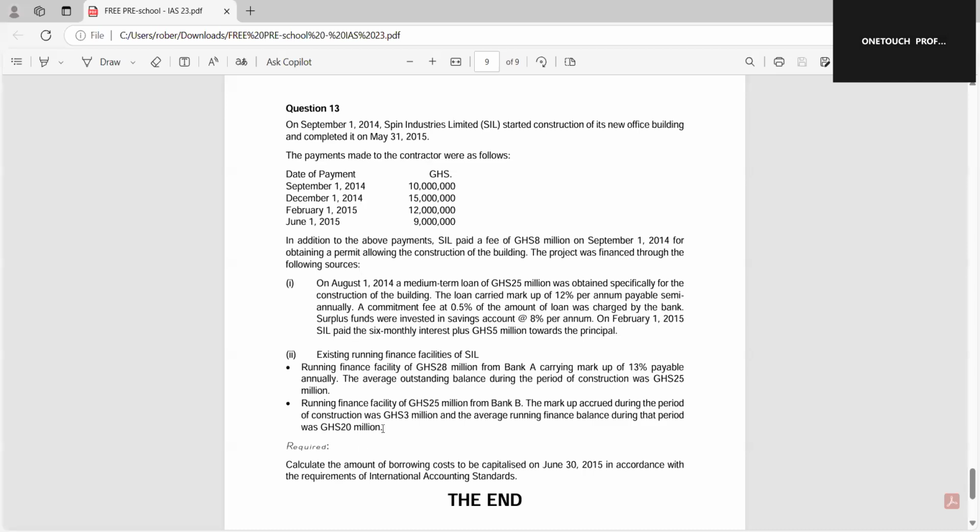No, don't mess it up. The I is the medium term loan. II is existing. It was a 28 million loan from Bank A. Just that they paid some and it's left with 25. And I told you that we always use the loan balance outstanding at the end of the year in calculating the work. In calculating the work, we always use the loan balance at the end of the year.